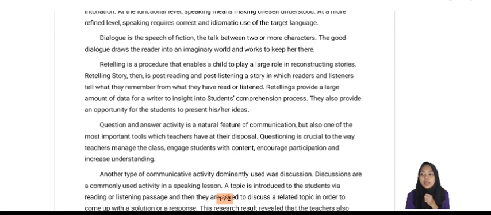Next is retelling. It's a procedure that enables a child to play a large role in reconstructing stories. Retelling is pause reading and pause listening, a story in which the reader and listener tell what they remember from what they have read or listened to. Retellings provide a large amount of data for a writer to gain insight into students' comprehension process. They also provide an opportunity for the student to present his or her ideas.